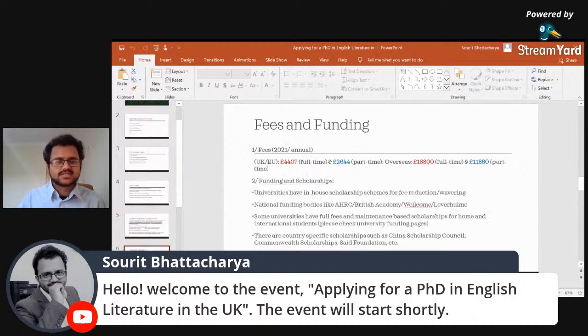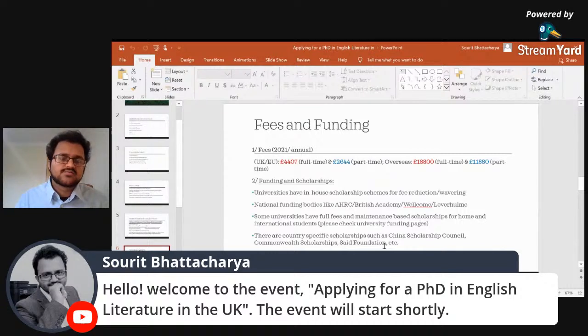Then fees and funding, absolutely key. This is something that everybody who is appearing for or planning for a PhD needs to take into consideration. Fees are on a very high scale, and it depends, of course, on where you are on the financially diverse spectrum. But this is roughly what you see on the page.